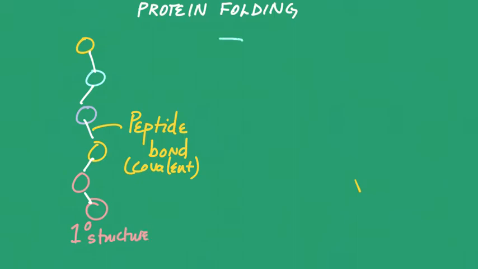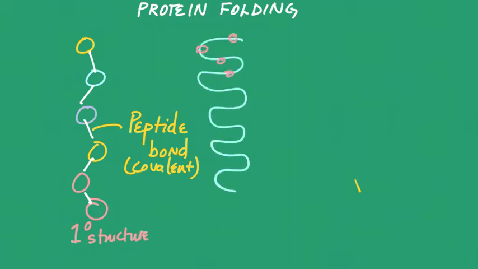The next level is the secondary structure, and it's a little bit more complex. Keratin in hair exists in this form. The pink circles that you see are amino acids, and the dashed lines are the hydrogen bonds that hold this structure.